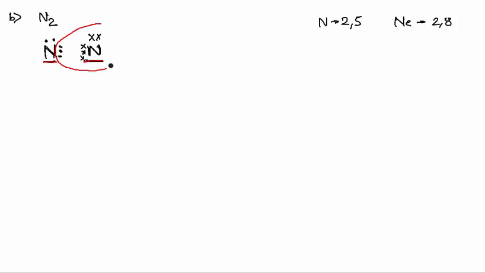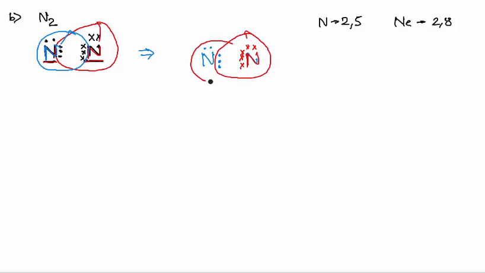Now these 3 dots are part of this red nitrogen also, and these 3 crosses are part of this blue nitrogen also. So now you can see. Let me draw again. This is your nitrogen, these are your 3 dots, and make it red so that you can discriminate between these 2 nitrogens. And this is your cross. What is happening here is that this nitrogen is sharing these electrons, and this nitrogen is sharing these electrons.